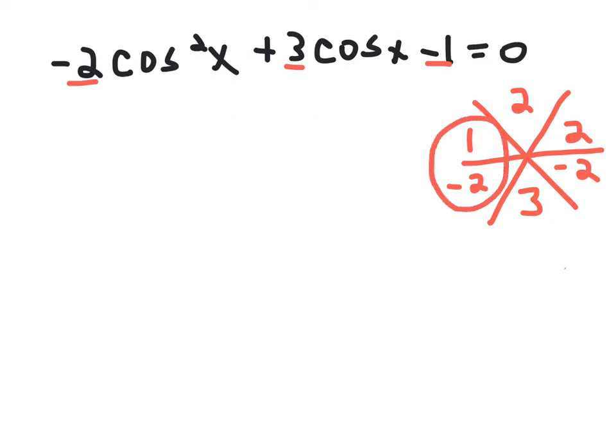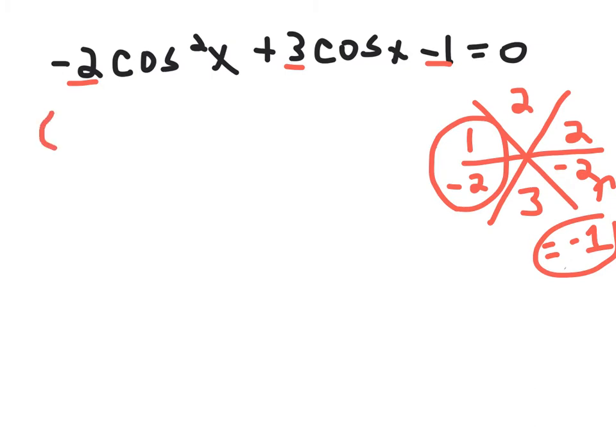Now my first side, negative 1/2, can't be simplified. However, my other side of 2 over negative 2 can be simplified. I'm out of room, so I'm going to write it down here. That would simplify to negative 1.